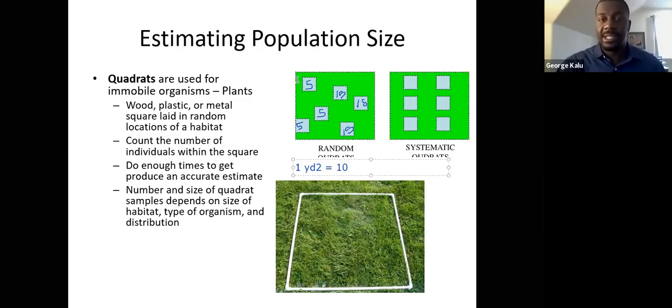Let's say this entire field here is 20 square yards total.